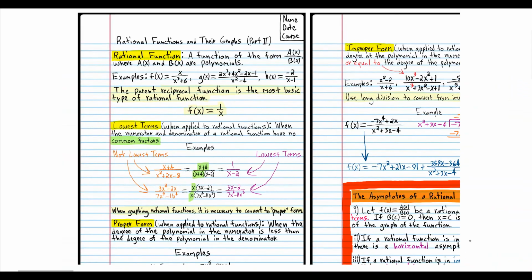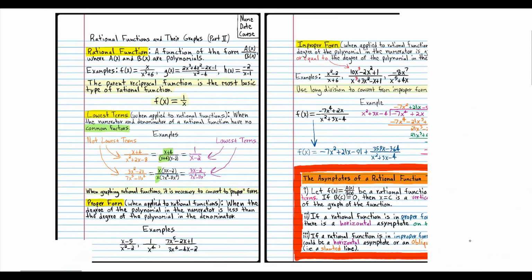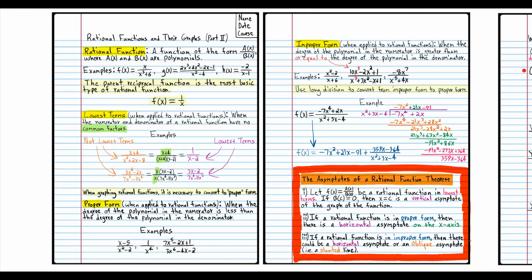So we talked about the definition of rational functions in the previous class, and you already saw most of this information. In the previous class, we learned how to graph and analyze rational functions that were in proper form. Well, today we're going to analyze and graph rational functions that are in improper form.